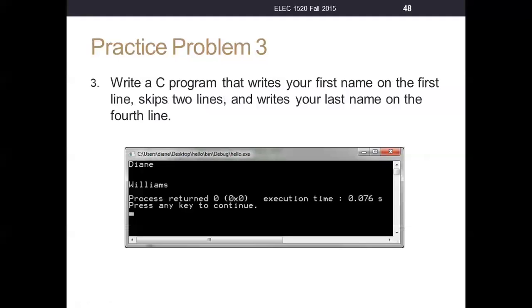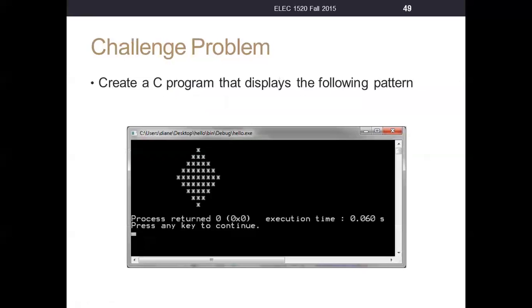Practice problem 3. You're going to write a C program that writes your first name on the first line, skips 2 lines, blank line, and writes your last name on the fourth line. Right? So write the algorithm for that, and then write your program. See if you get similar output.